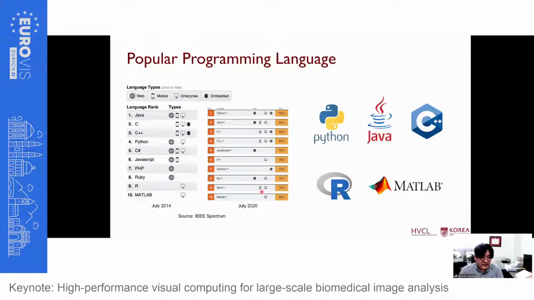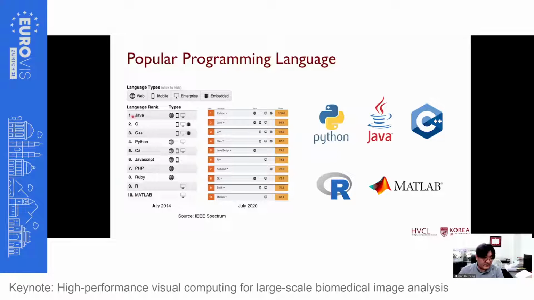So let me show you this. This is the popular programming language list from IEEE Spectrum. I'm a member of the IEEE Society, so I get this IEEE Spectrum magazine every month. And actually, I found this ranking. One is from July 2014, and the other one is from last year, July 2020. And this is a popular programming language ranking.